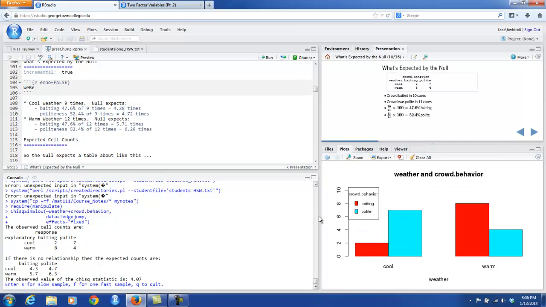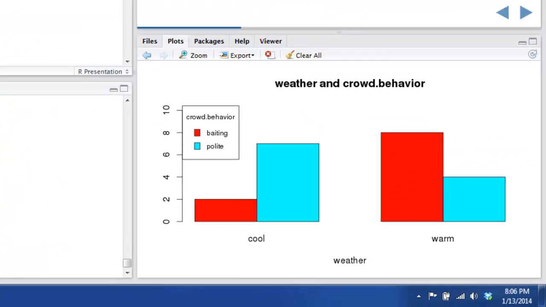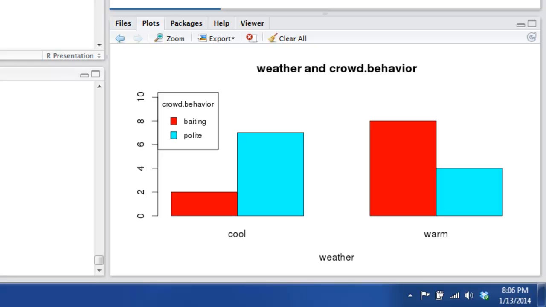Let's increase the size of the screen just a little bit. Now let's see what we have in the screen first. We have some bar charts that give a graphical picture of the two-way table itself. According to the legend, the red bars stand for baiting crowds, and these light blue bars, I guess, stand for polite crowds. And we see again that when the weather was cool, the crowd was usually polite, but when the weather was warm, the crowd was usually baiting.